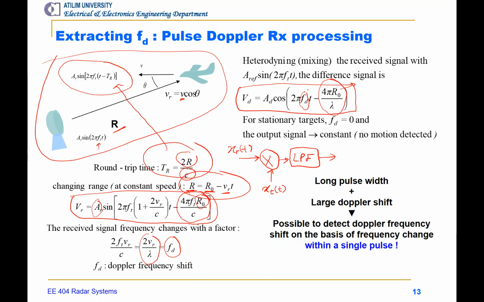Okay, so how about the radar pulse width and the Doppler shift relationship? If you have a long pulse and a large Doppler shift, then we can easily measure the speed of the target within one pulse only. But this is not common. Mostly we have to collect Doppler shift over many pulses.